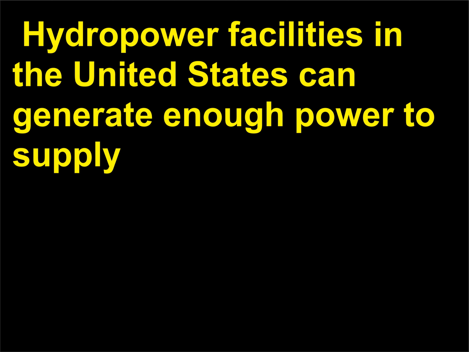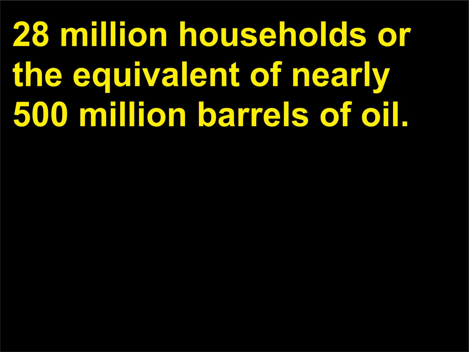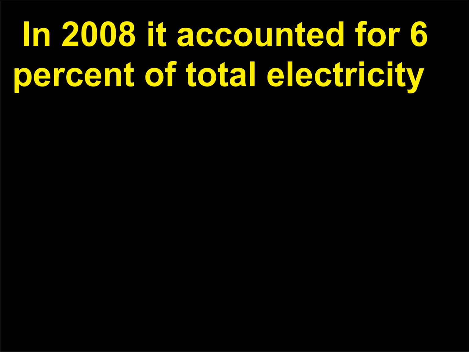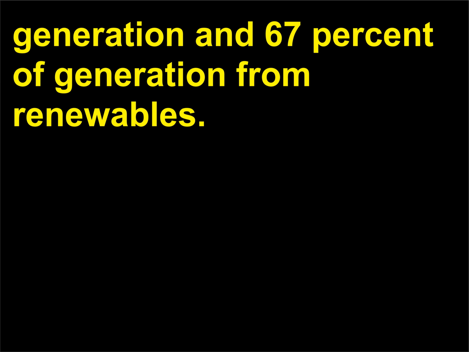Hydropower facilities in the United States can generate enough power to supply 28 million households, or the equivalent of nearly 500 million barrels of oil. In 2008 it accounted for 6% of total electricity generation and 67% of generation from renewables.